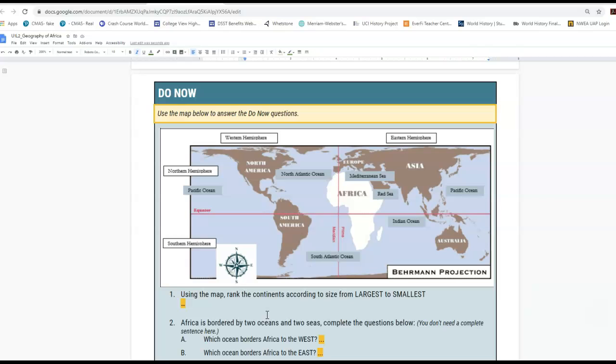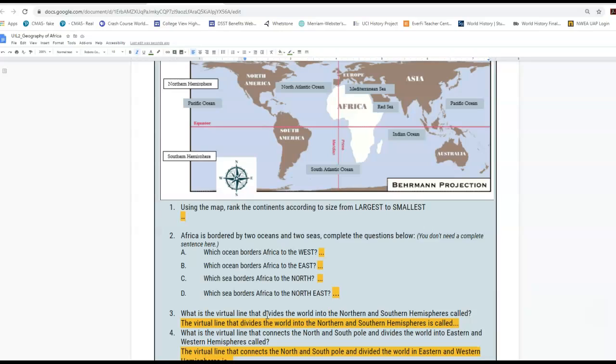So you're going to list biggest continent, smallest continent, for number 1. Number 2, Africa is bordered, this is like a 4-parter. Africa is bordered by 2 oceans and 2 seas. You're going to complete this below. You don't need complete sentences here. You can just put like, is bordered by.